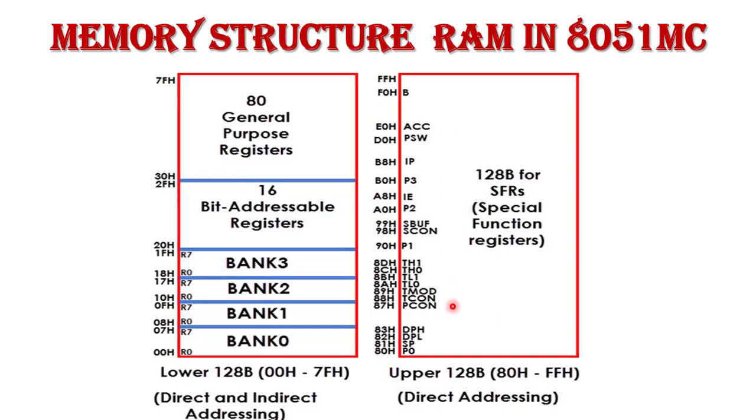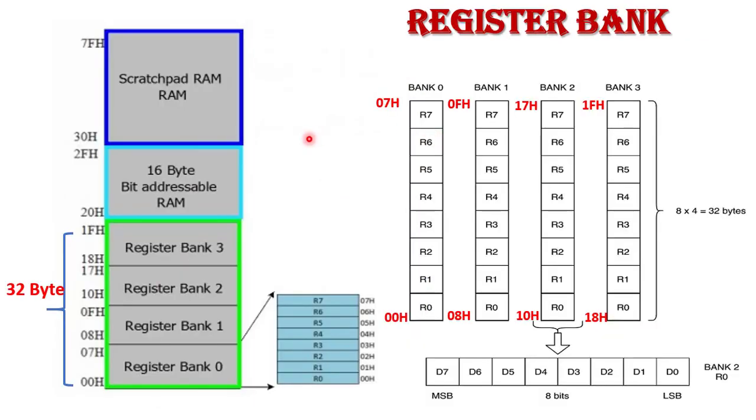This area is the direct addressable area, while the general purpose area is called the direct or indirect addressing area. Now I explain the general purpose and the special function register areas in detail. First I start with the general purpose memory area.